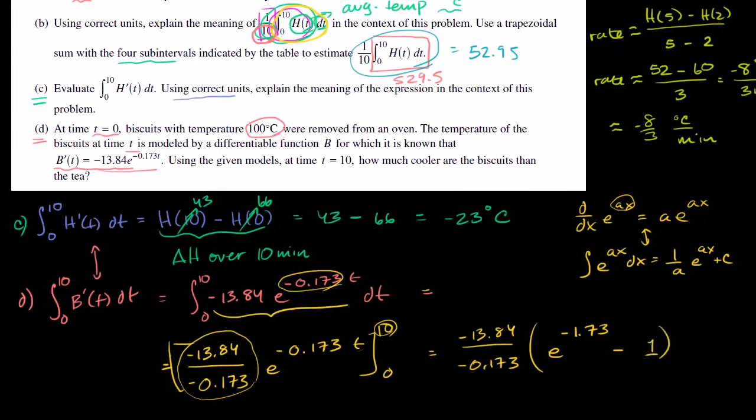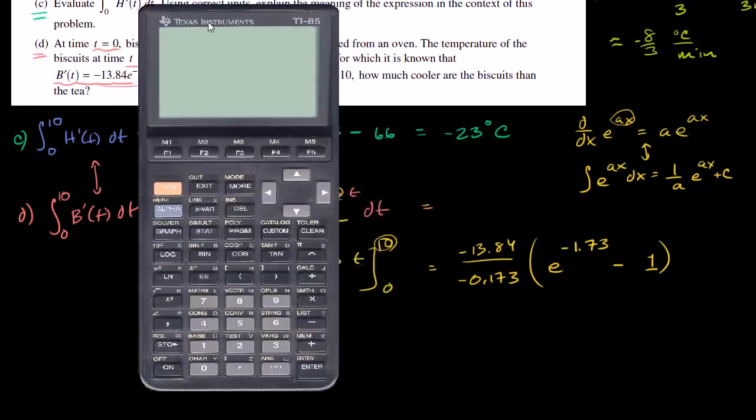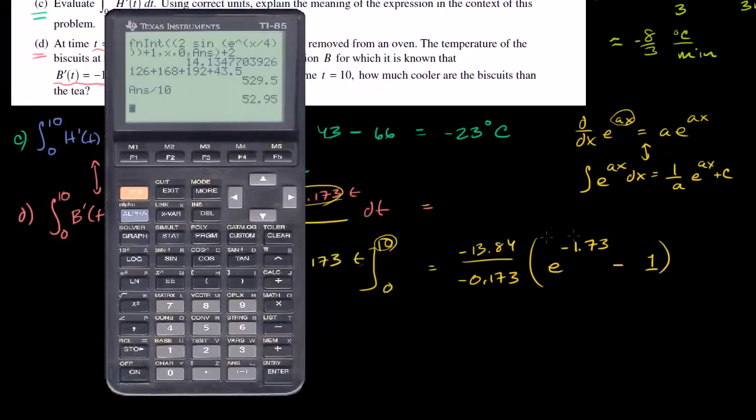And now we can get our calculator out to evaluate this. So get my TI-85 out. I'm just going to evaluate this inner expression right over here. So e to the negative 1.73, and from that I want to subtract 1. So that gives me negative 0.822, so that's this part in parentheses, and then I want to multiply it times what I have out front.